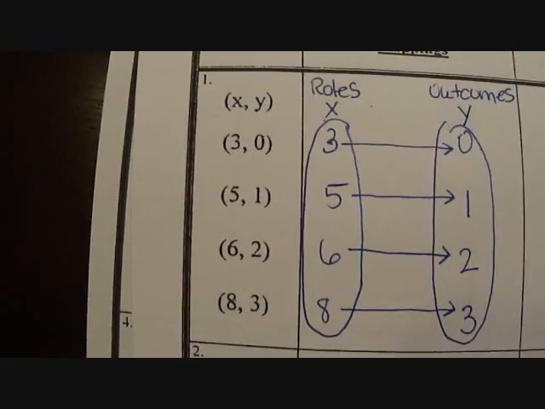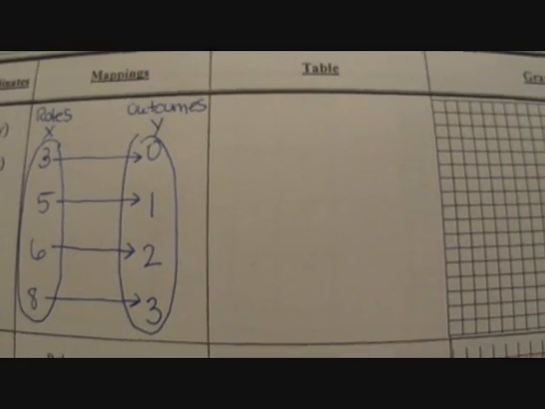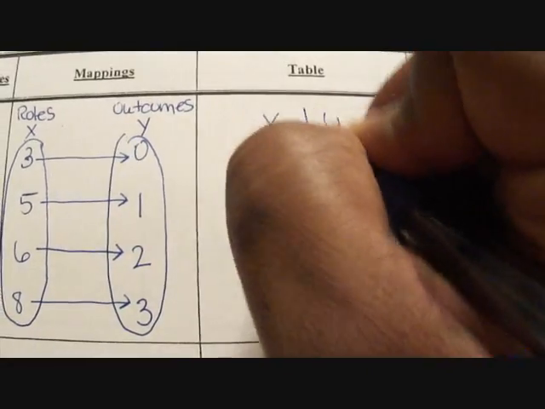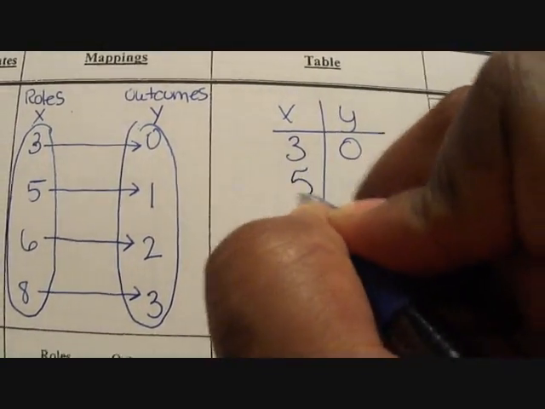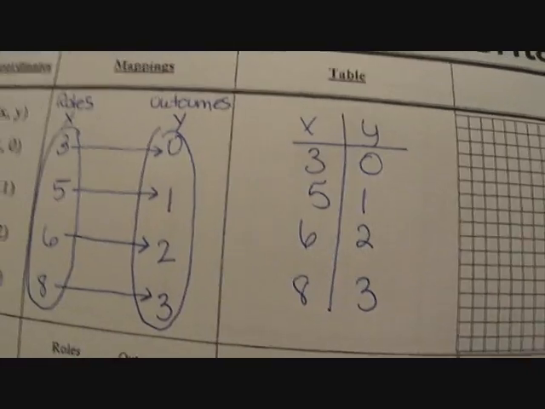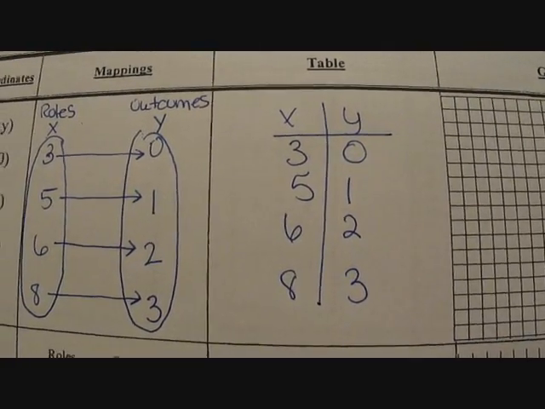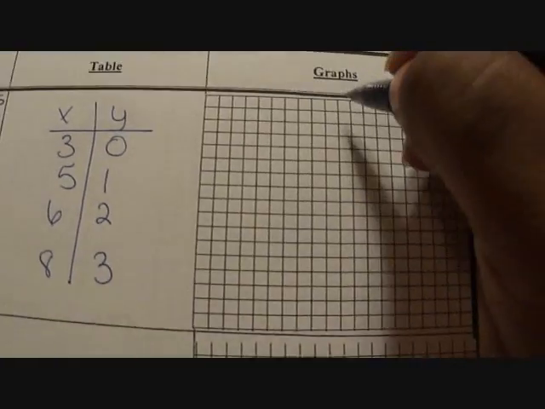Now we're going to go ahead and move over to our table. And you've seen a table on numerous occasions. We have an XY table: 3, 0, 5, 1, 6, 2, 8, 3. It's just a simple XY table. And then over here we're going to actually graph our coordinates.